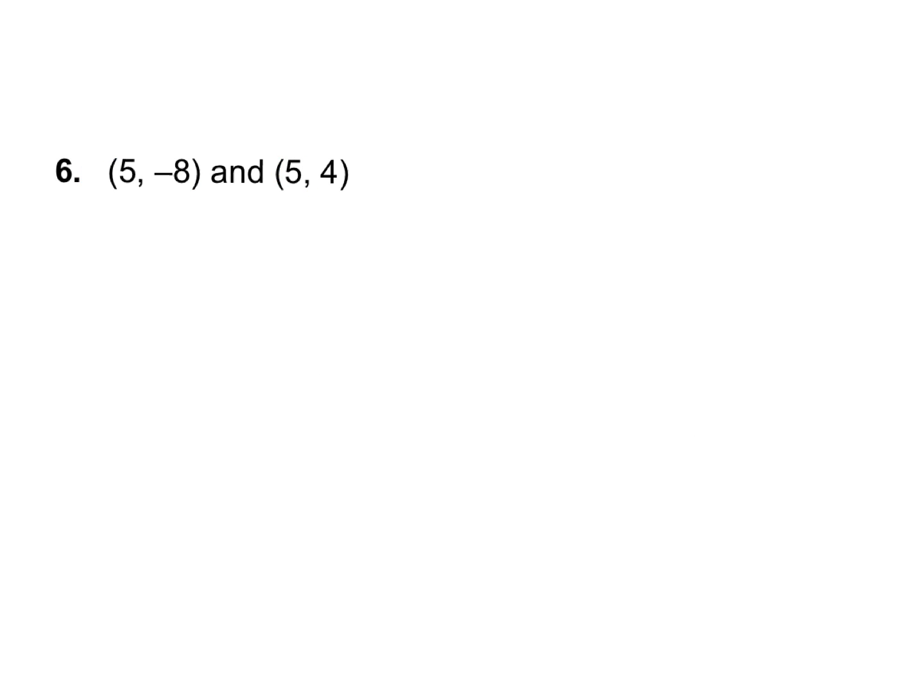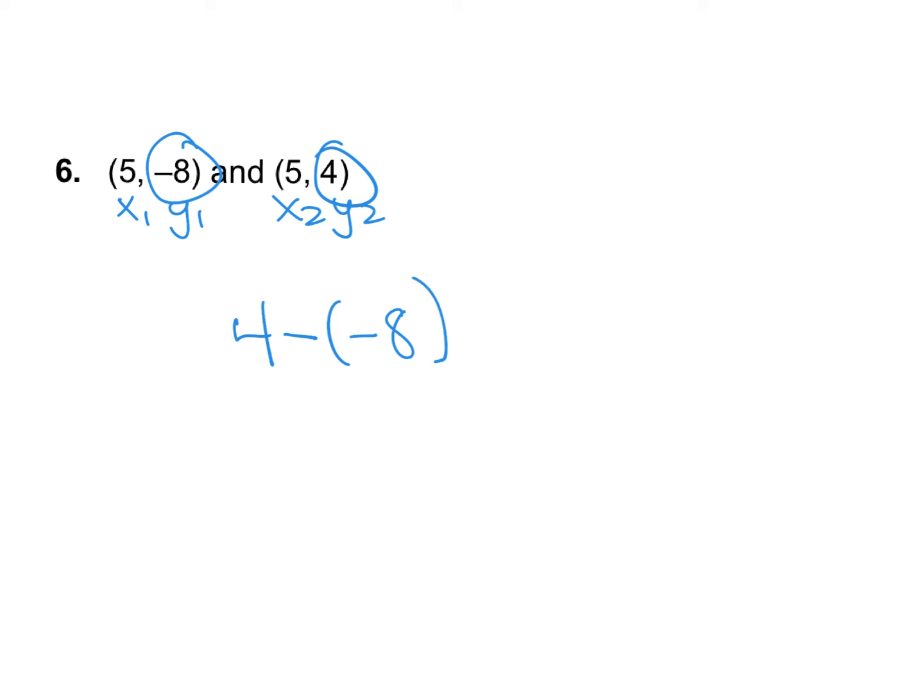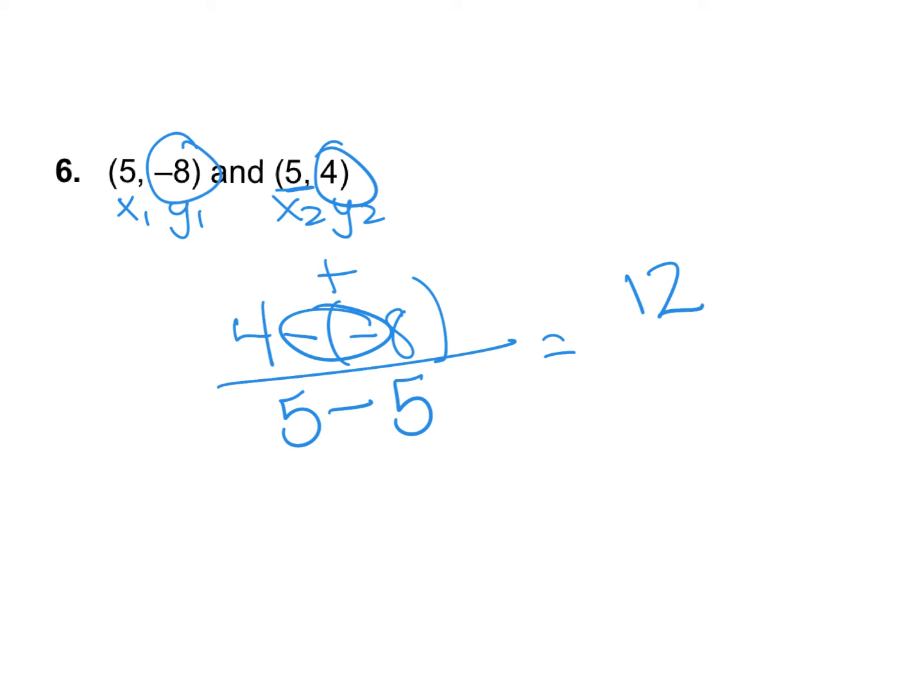All right, number 6, we have 5, -8, and then 5, 4. So you have x1, y1, x2, y2. All right, so y of 2 minus y of 1. So I'm going to minus a -8. And then I have 5 minus 5, x of 2 minus x of 1. So those become a positive, and I have 12. And then 5 minus 5 gives me 0.